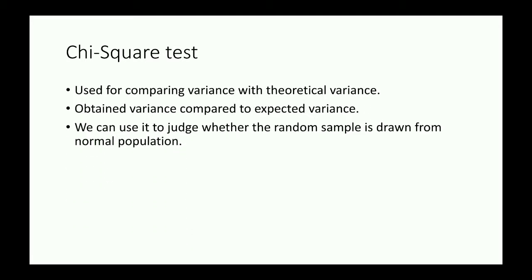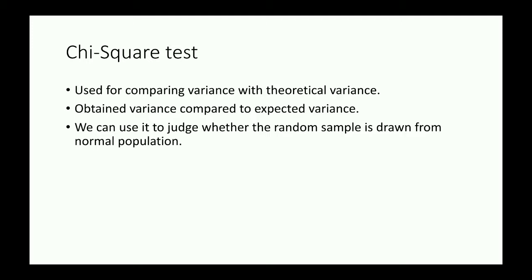So for the parametric way, chi-square is used for comparing variance with theoretical variance. Whatever variance you are expecting and whatever variance actually exists, you can test that variance using the chi-square test. The obtained variance can be compared to the expected variance, as I just said. We can also use it to judge whether a random sample is drawn from a normal population or not. Suppose you have drawn a random sample, you have got its data, and you want to know whether this data is coming from a normal population or not. In that case also, the chi-square value can be used.